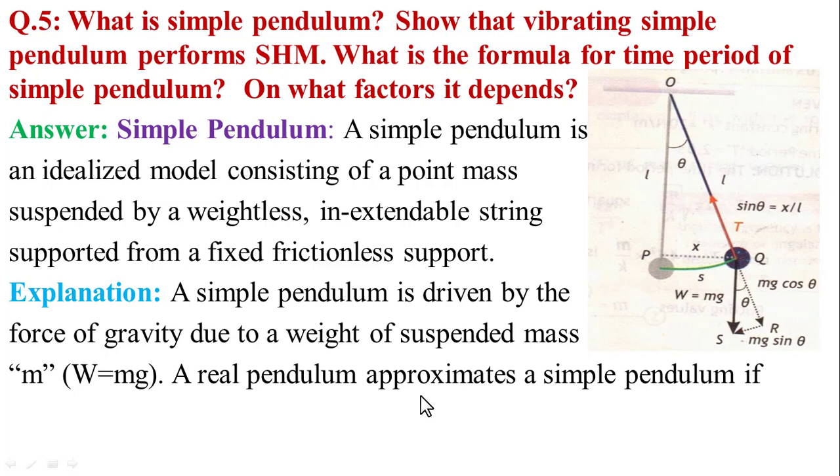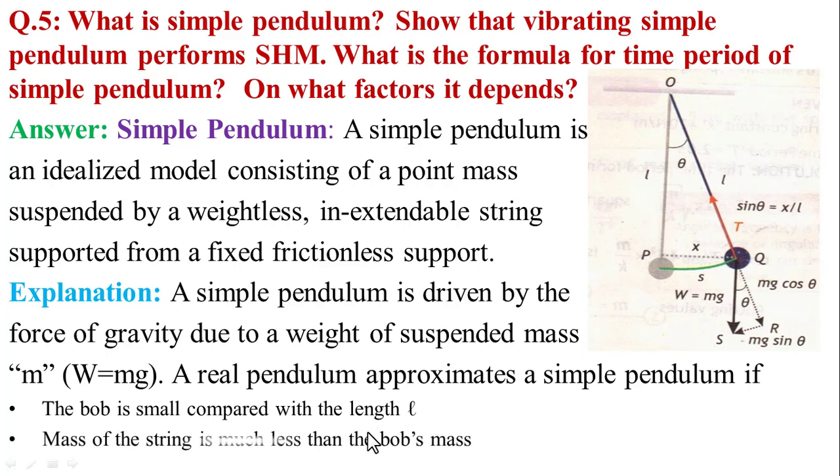A real pendulum approximates a simple pendulum if it meets three conditions. First, the bob is small compared to the length L. Second, the mass of the string is much less than the mass of the bob. Third, the cord or string remains straight and does not stretch. So these three conditions are fulfilled by the simple pendulum.